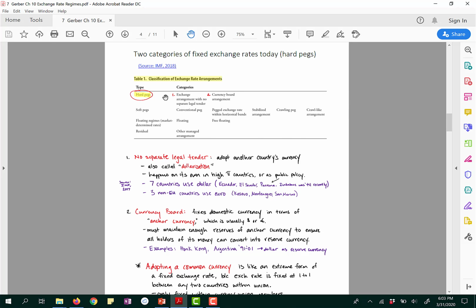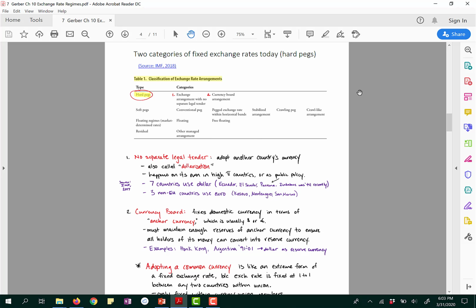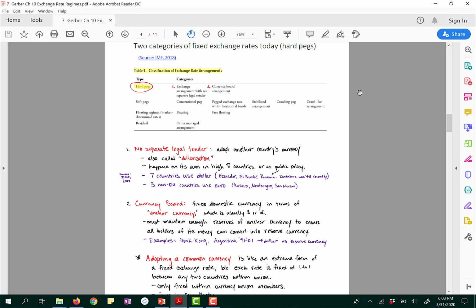Okay, let's look a little bit more in depth at each type of exchange rate regime. There are two types of fixed exchange rates, or hard pegs. The first one is no separate legal tender. That's when you adopt another country's currency, like Ecuador did in your podcast quiz. Ecuador is one of 7 countries that uses the US dollar. There are others as well.